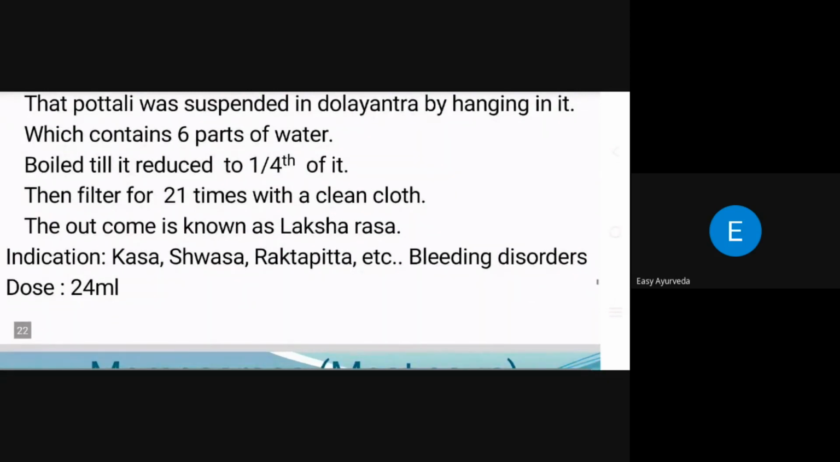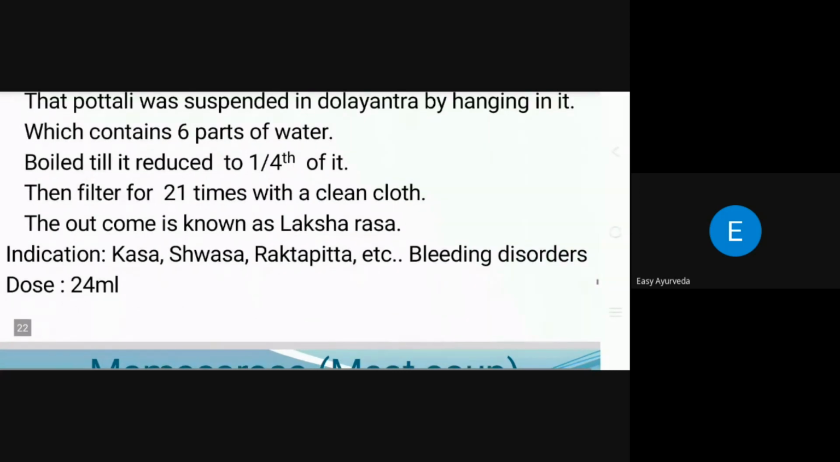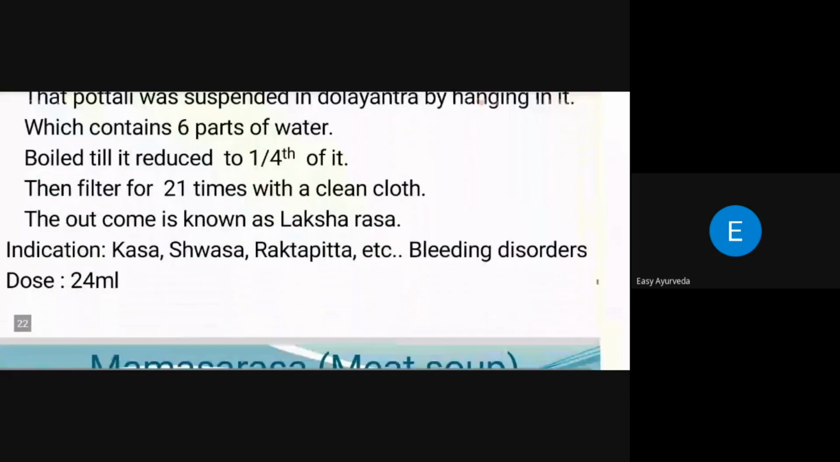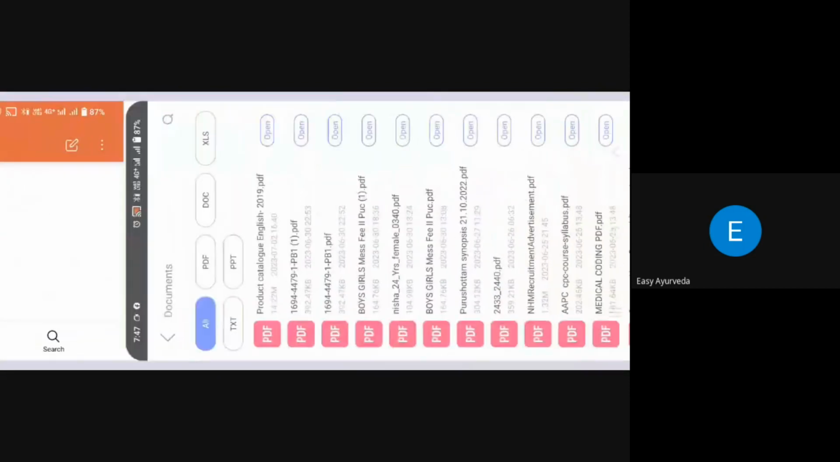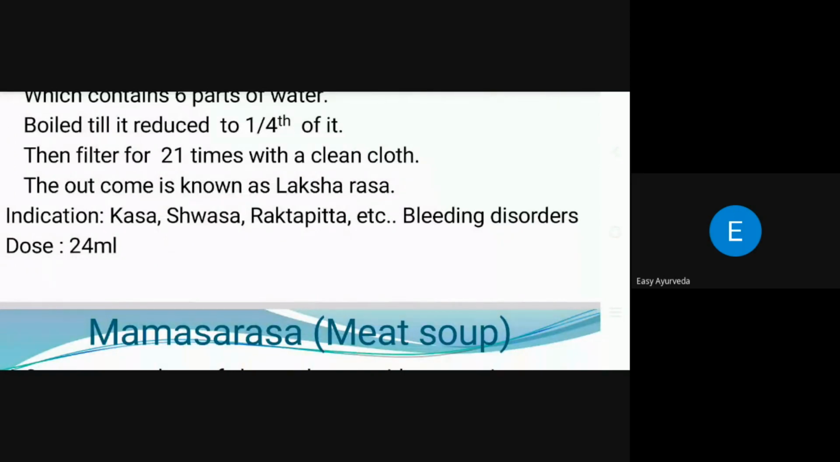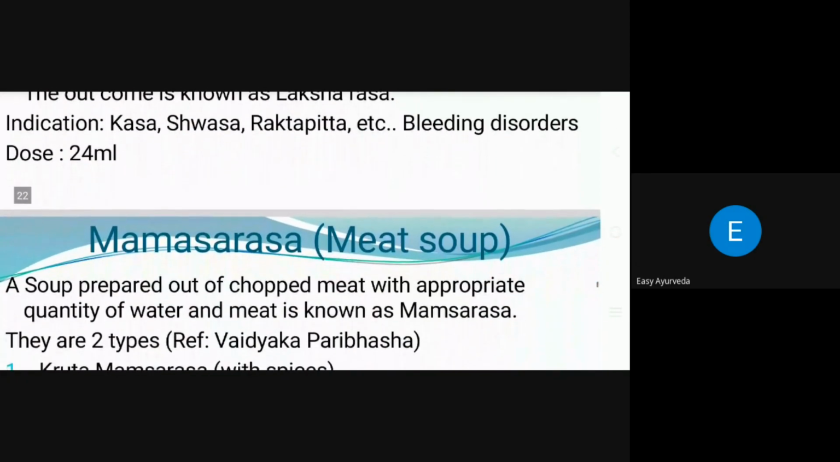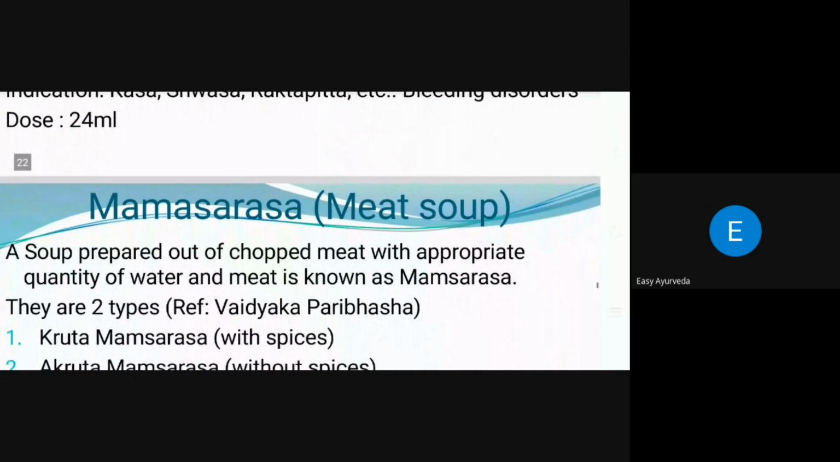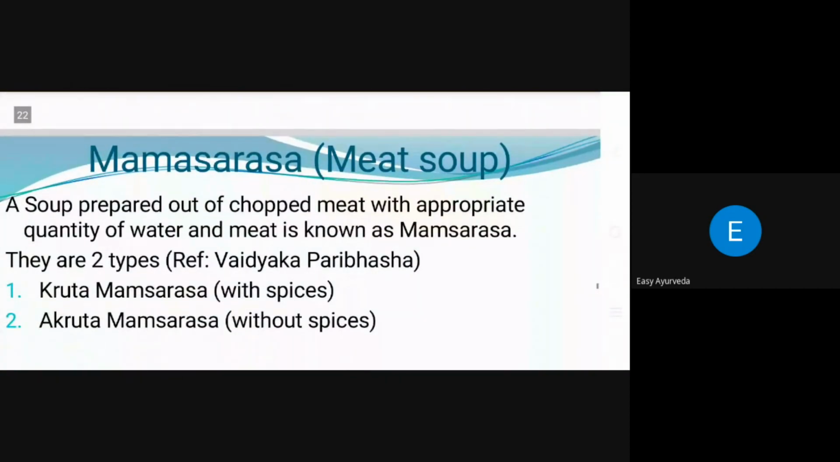The outcome is known as Laksha Rasa, and it is indicated in Kasa, Shwasa, Raktapitta. Laksha is the best drug of choice for bleeding disorders. In that condition we can use it. Kasa, Shwasa, Raktapitta, and in bleeding disorders, it should be used. Laksha. The dose is mentioned as 24 ml. Next one is Mamsa Rasa. This is a good one.